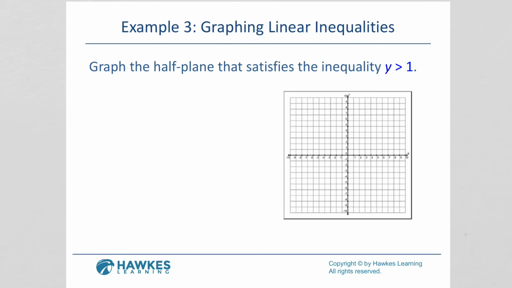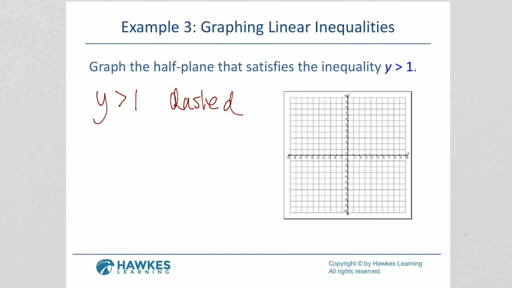Example 3, we're going to graph the half plane that satisfies the inequality y is greater than 1. This is one of our special lines. Anytime you have a line and you are missing a variable, that means you either have a vertical line or a horizontal line. So just keep that in mind. Now, remember, first step, dashed or solid. Since it's greater than, we're going to have a dashed line.